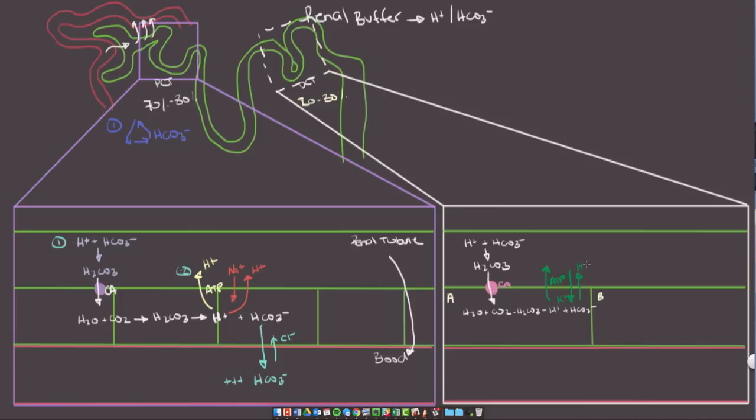So one of the key differences here is instead of using sodium as the exchanger, these intercalated cells type A in the distal convoluted tubule are going to use potassium in order to exchange for hydrogen ions. So obviously we're still seeing that ATPase kicking hydrogen ions out into the renal tubule, into our filtrate, but we're also seeing the exchange of potassium for hydrogen ions. So potassium is entering these cells while hydrogen ions are exiting these cells.